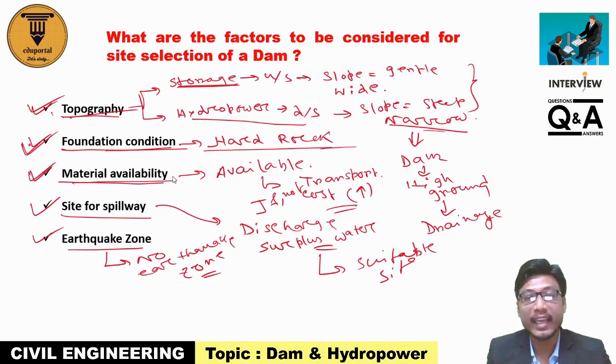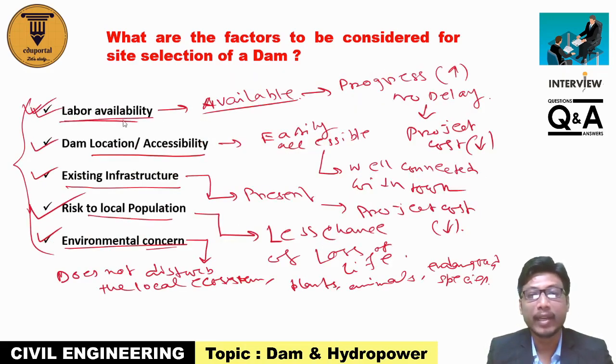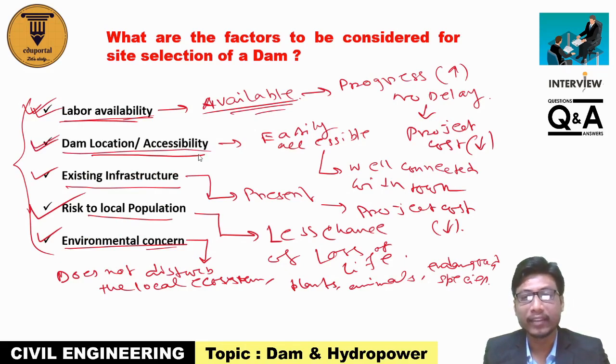Material should be easily available, and there should be a suitable site for the spillway where it can discharge the surplus water. It should not be located in an earthquake zone, that is, no tectonic activities should be involved in that area. And labor should be easily available. Then dam location should be easily accessible and well connected with town or city by roads or railway.